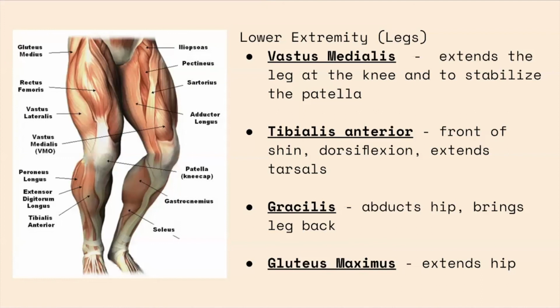We have the tibialis anterior, which is another muscle, and it is at the front of the shin and is responsible for dorsiflexion, and it helps extend the tarsals. We talked about this earlier. Extending the tarsals would mean that it straightens our toes. Tarsals are the bones in our foot. So when we say it extends the tarsals, it straightens our tarsals.